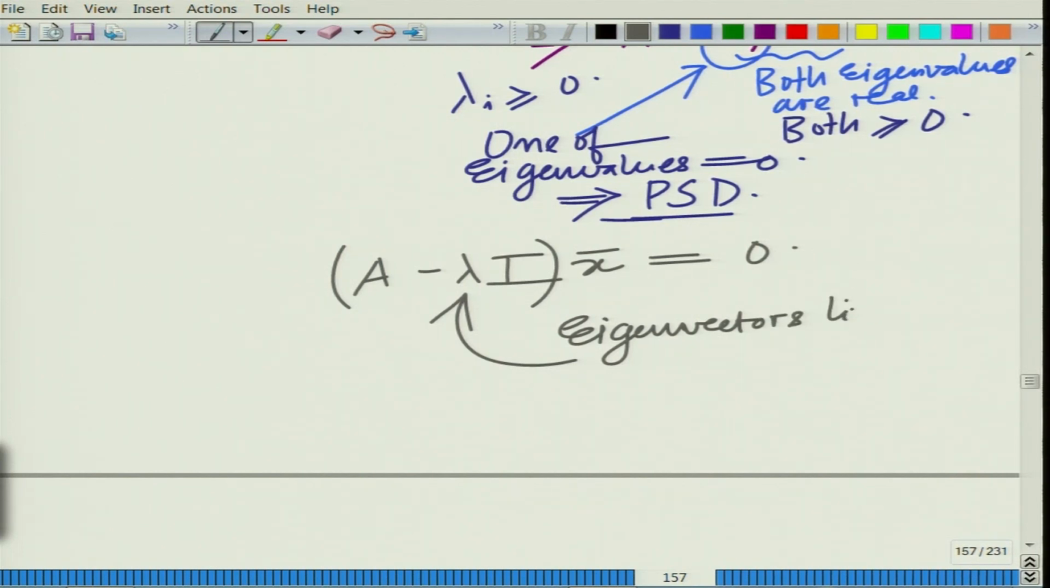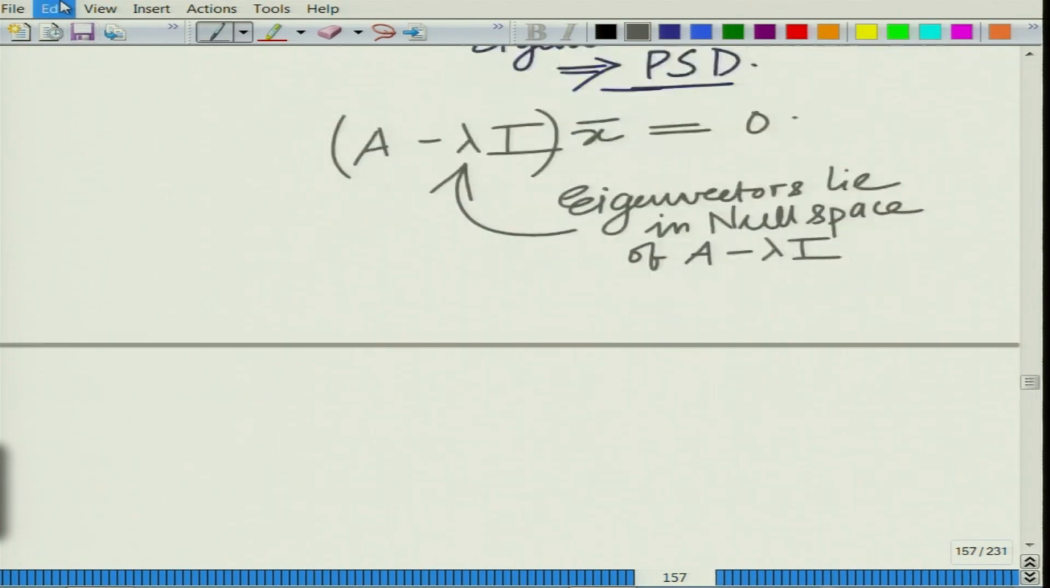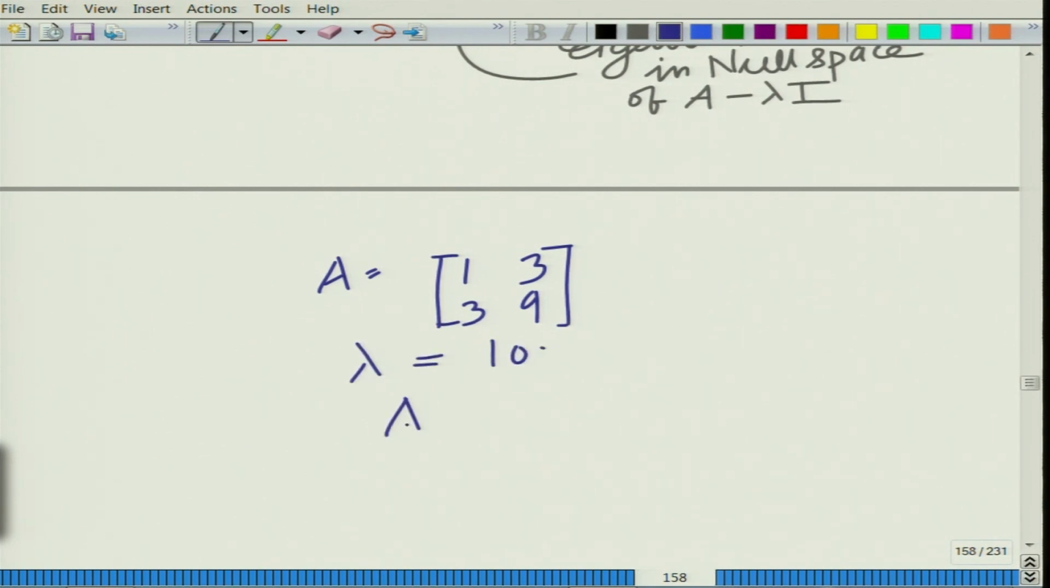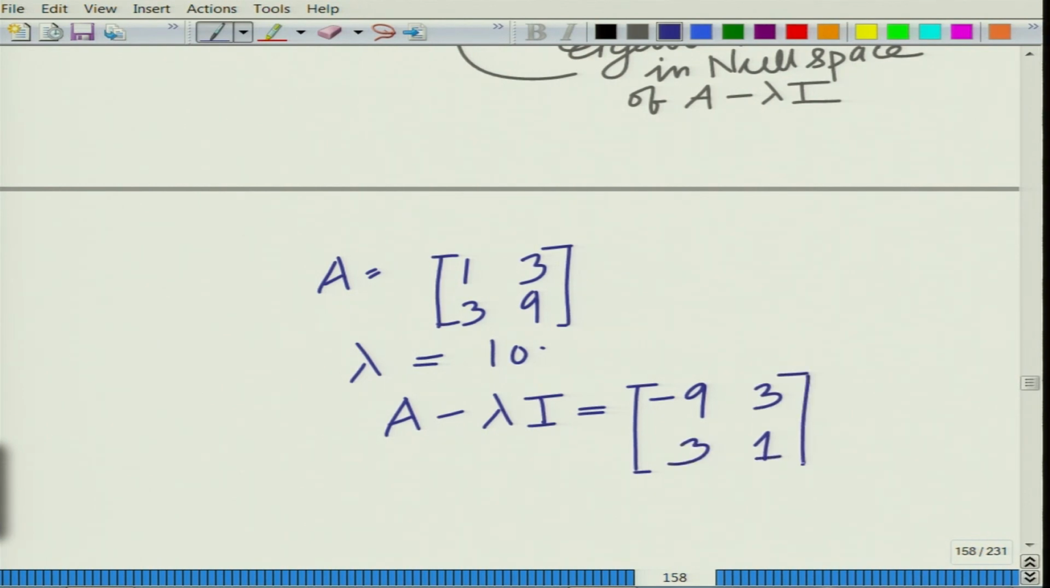Eigenvectors lie in the null space of A minus lambda I. What is A? You have A equals [[1, 3], [3, 9]]. Take lambda equal to 10. A minus lambda I equals [[1 minus 10, that is minus 9, 3], [3, 9 minus 10, that is 1]].